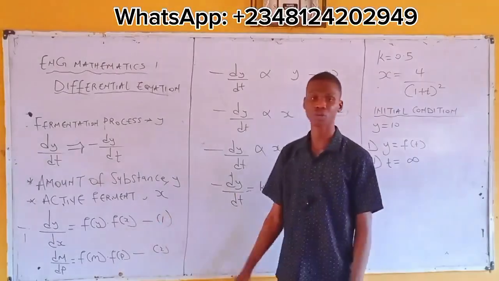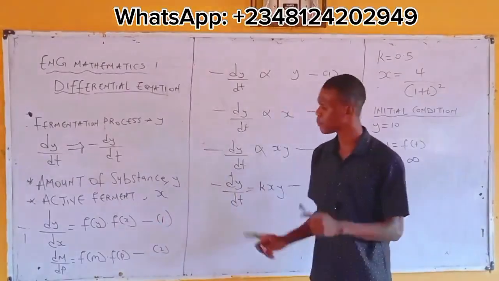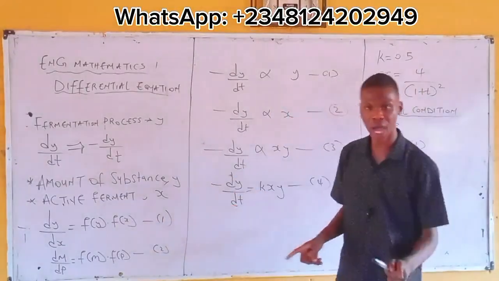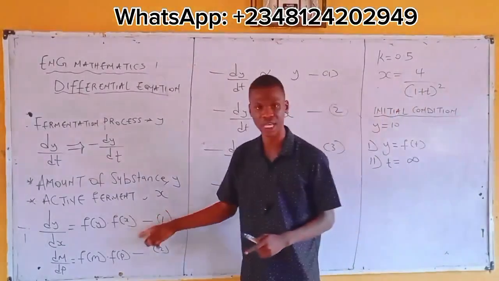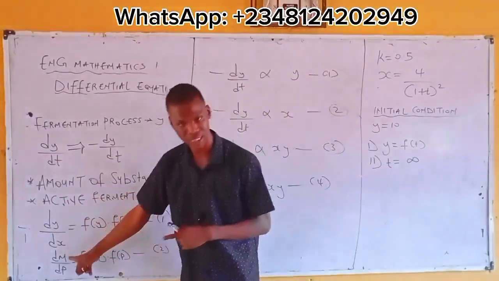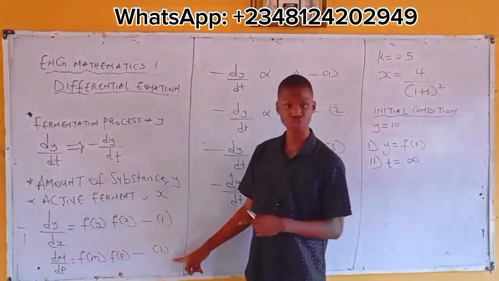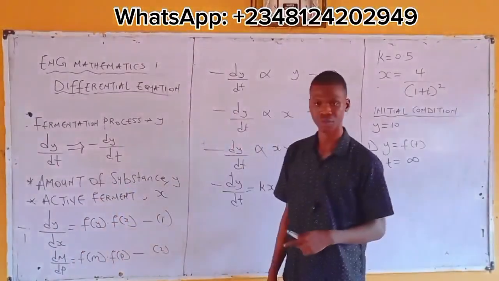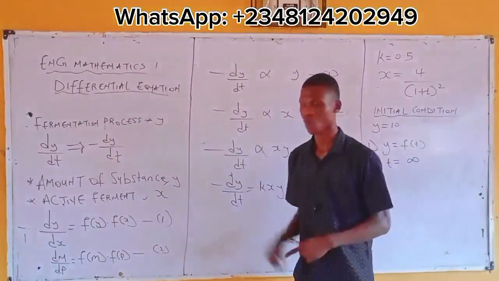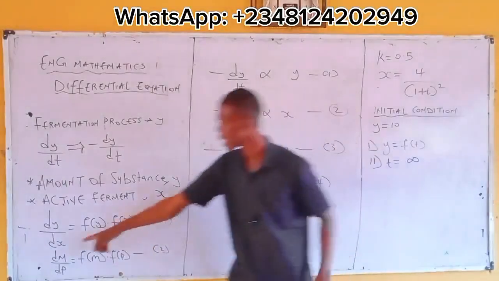Why is it a differential equation? Because it has a dependent function. For the first one, the dependent function is y, the independent function is x, and it has one or more derivatives. The derivative in this case is dy over dx. Similarly, in case 2, the dependent function is m, the independent function is p, and the derivative is dm over dp.